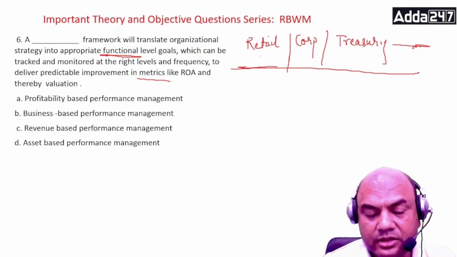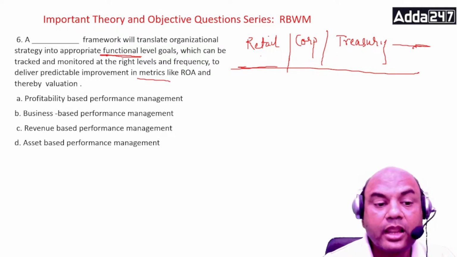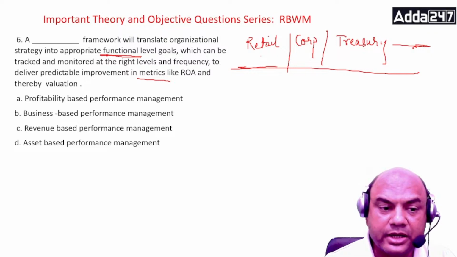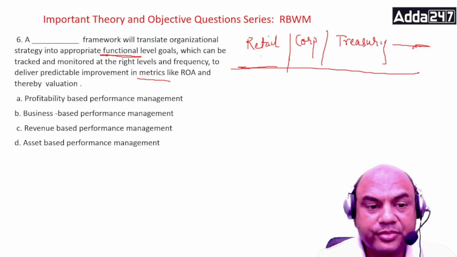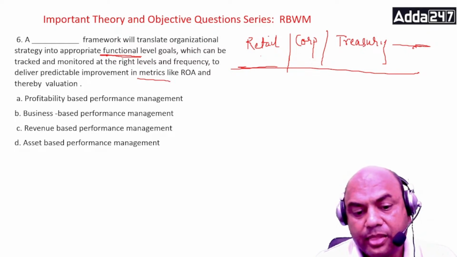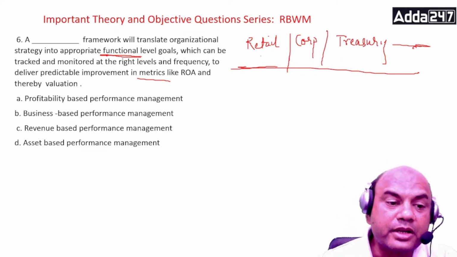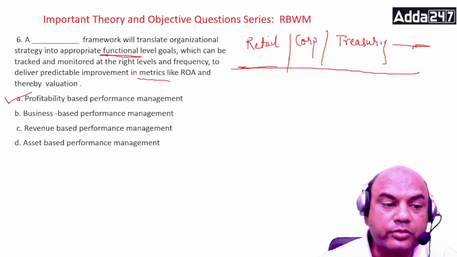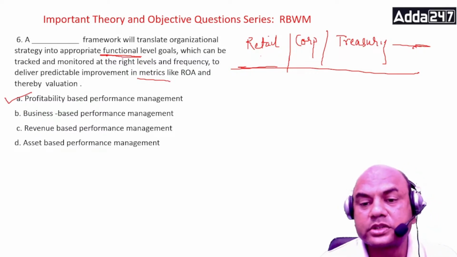So what is this framework now? Now you have got this question, the meaning of these lines. So what is this framework? Profitability based performance management, business based performance management, revenue based performance management, and asset based performance management. So what will increase my overall net profitability and at a functional level also? Logically you can think over it. The answer will be profitability, isn't it?